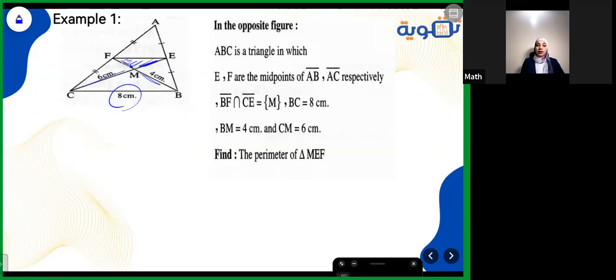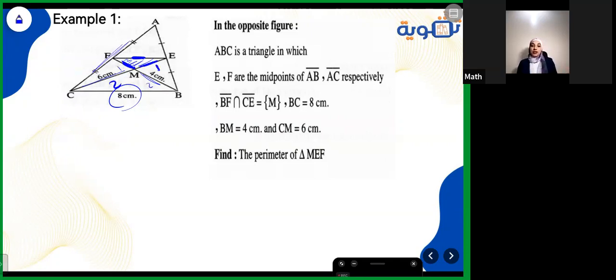By finding the sum of the three sides. I don't have them, but I know that since E and F are midpoints, that means CE is a median and BF also is a median. So I can divide these parts into a ratio 1 to 2 from this base, and here also it's 1 to 2 from this base.